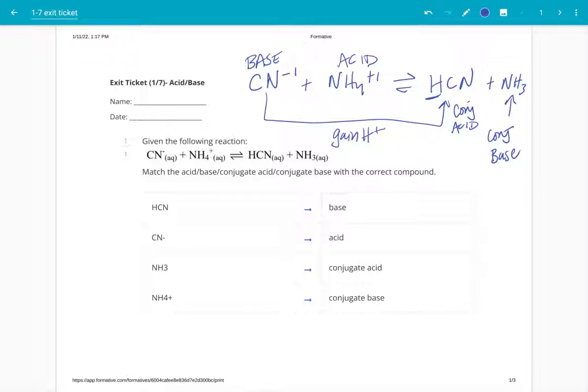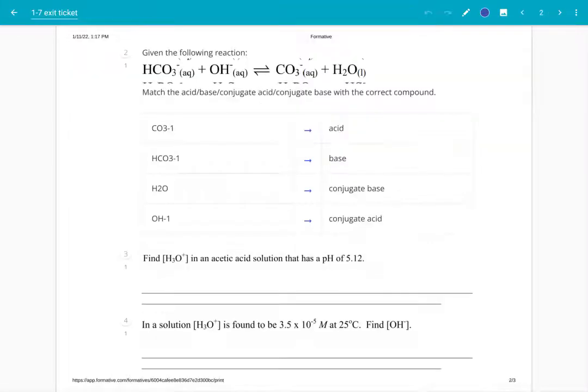and so that would be how you would do that kind of a problem. So trace where the H's go and then figure it out from there. Recall that acids and bases have to be on the reactant side, and conjugates are always going to be on the product side. So here's another example of that.